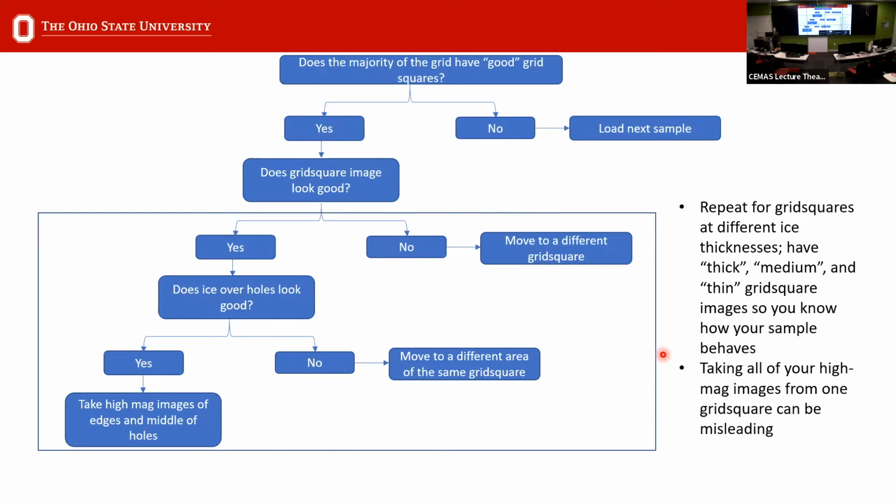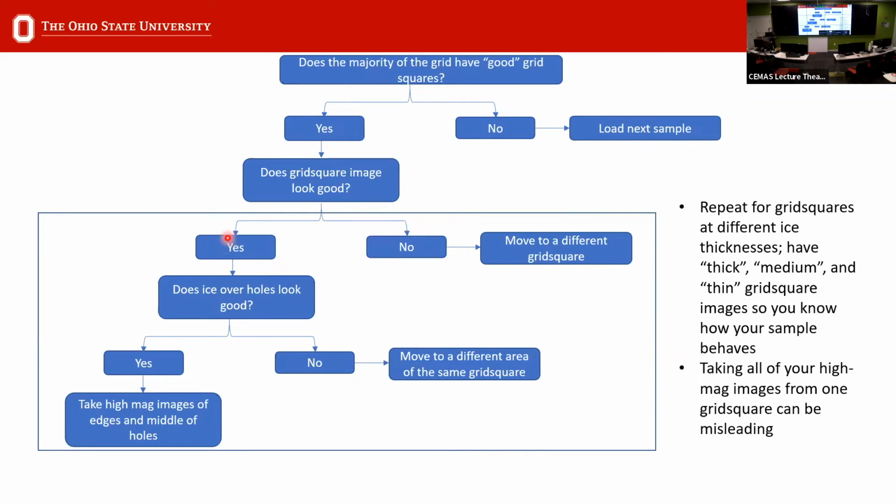Also, taking all of your high mag images from just one grid square can be very, very misleading. You might think that you're saving a lot of time and money by just taking a few images on one grid square and then moving straight to the Krios. But images from that grid square may or may not be representative of the entire grid. So it's a bit of a gamble to do things that way.